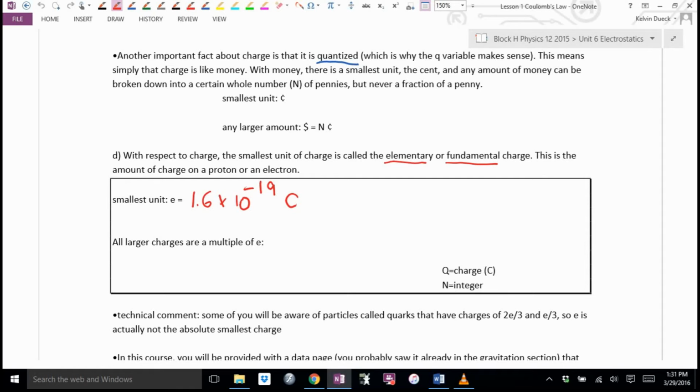Okay. All larger charges are multiples of e. You want to know how much charge you have? Count up the number of electrons and multiply that by 1.6 times 10 to the negative 19 if it's negative charge. If it's positive charge, count up the number of protons and multiply that by 1.6 times 10 to the negative 19.